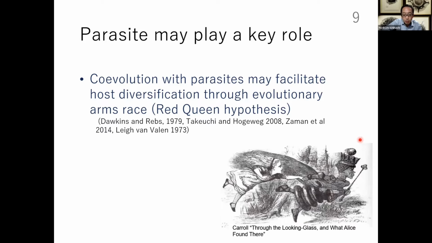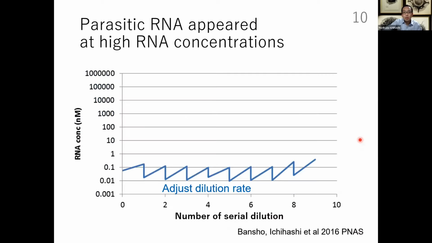This is because in evolutionary biology, there is the Red Queen hypothesis. This hypothesis says coevolution with parasites may facilitate host diversification through an evolutionary arms race. Based on this hypothesis, if we introduce parasitic species into our system, it may drive diversification and complexification. So we tried to introduce parasites into our system.